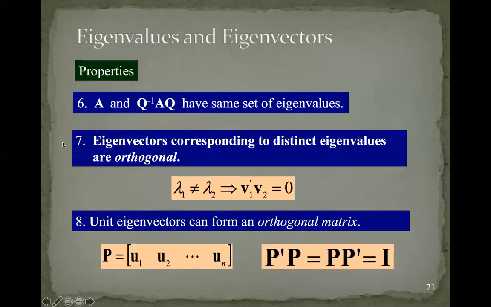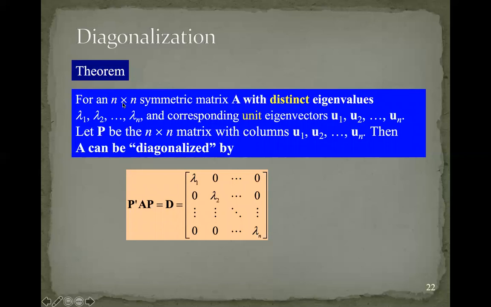combining properties 6 and 8, we should find that for an n by n symmetric matrix A with distinct eigenvalues, each of the eigenvalues lambda 1, lambda 2, up to lambda n, if I multiply the transpose of the orthogonal matrix, which consists of all the eigenvectors, by the matrix A and then by the orthogonal matrix P, we should end up with the D matrix, where all the diagonal entries are the eigenvalues lambda, and all of the off-diagonal entries are equal to 0, okay?